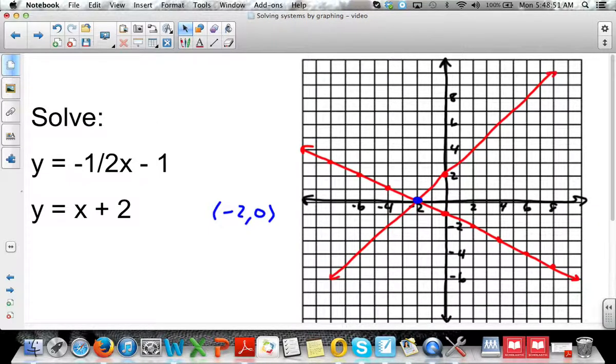So that is solving a system by graphing. Just graph your 2 equations and find where they cross, and then the answer needs to be written as a coordinate point like this. You need the x part and the y part.